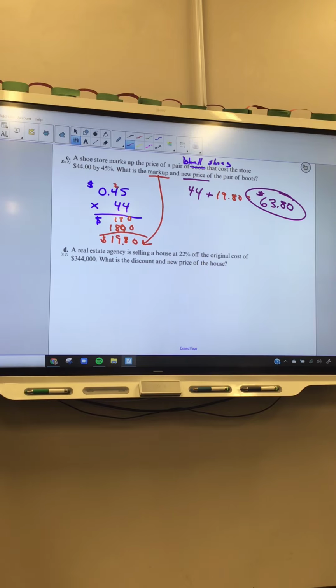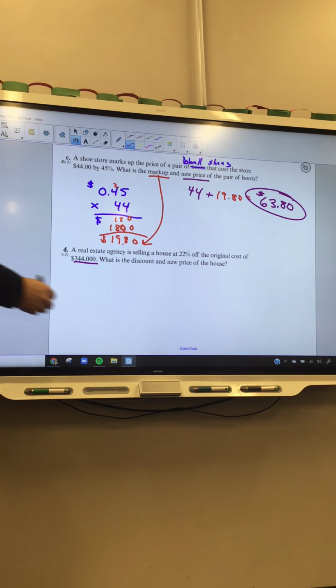It works exactly the same way. A real estate agency sells a house at 22% off of the original cost. Okay, so it's less than the original cost. The original cost is $344,000. But they have now discounted this house and said, well, we're going to take 22% off. There's really two ways that you could do this. Can you think about what those two ways might be?